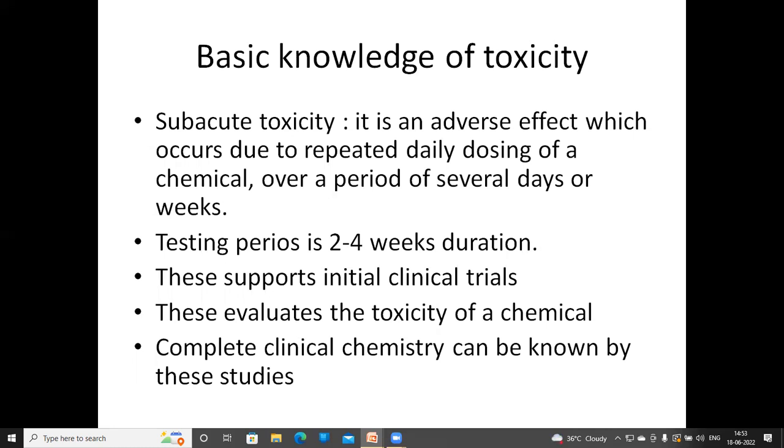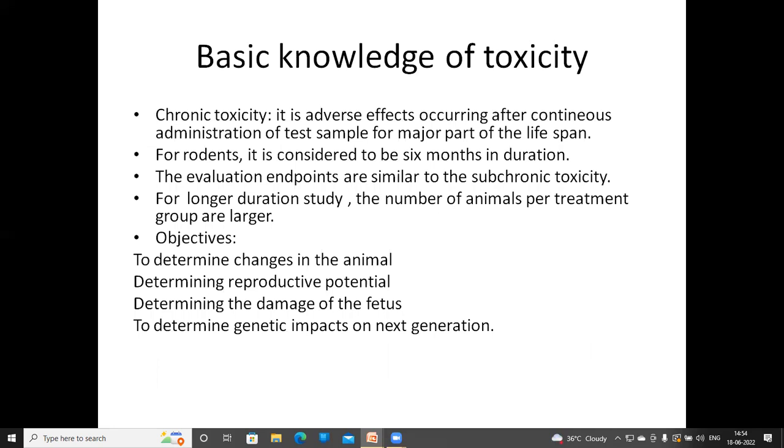It mainly supports the initial clinical trials in humans. This subacute test evaluates the toxicity of a chemical, meaning how toxic the chemical is can be known by performing this test. And you can also know the complete clinical chemistry of the drug by performing this subacute toxicity test. Next one, acute completed, subacute completed.